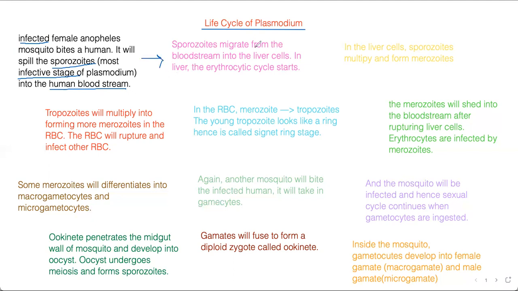After that, the sporozoites will migrate from the bloodstream into the liver cells. And when the sporozoite goes into the liver cell, the cycle is known as the erythrocytic cycle.